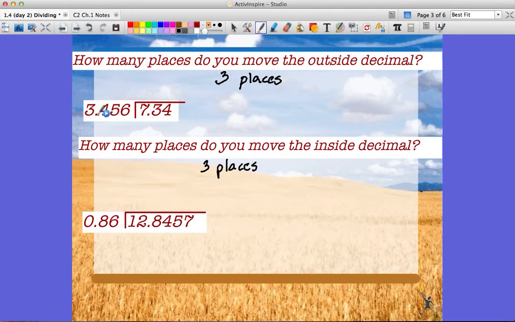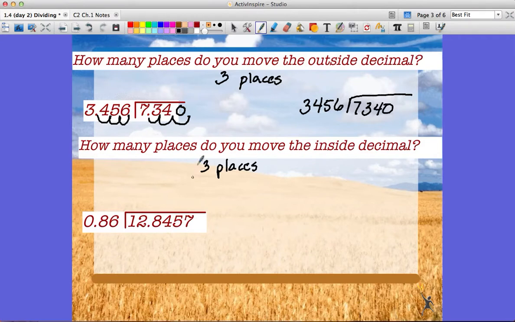Here it would be 1, 2, 3, and a lot of times students like to say 1, 2, but you can't. You have to move it that third time, and in order to do that, we have to add a 0. So this new problem becomes 3,456 on the outside and 7,340 on the inside.